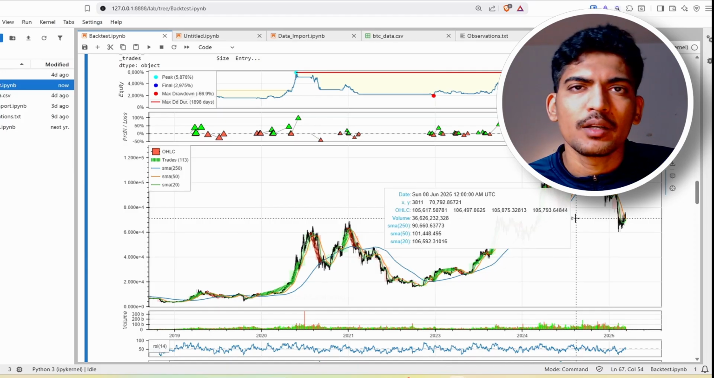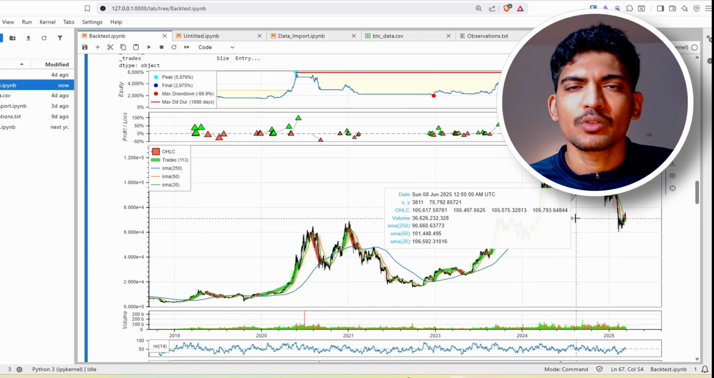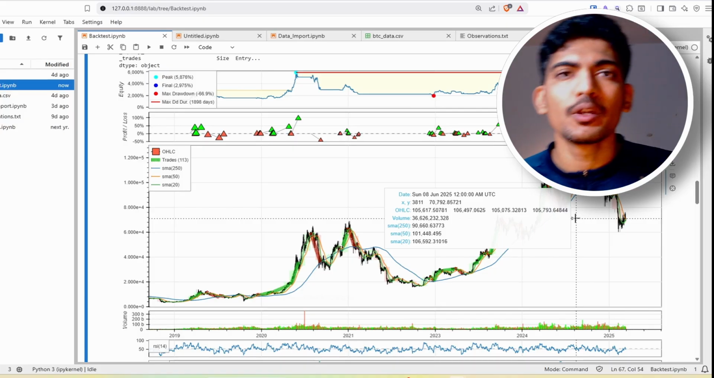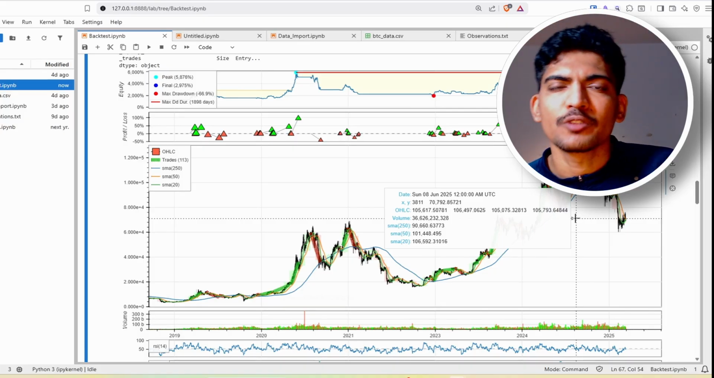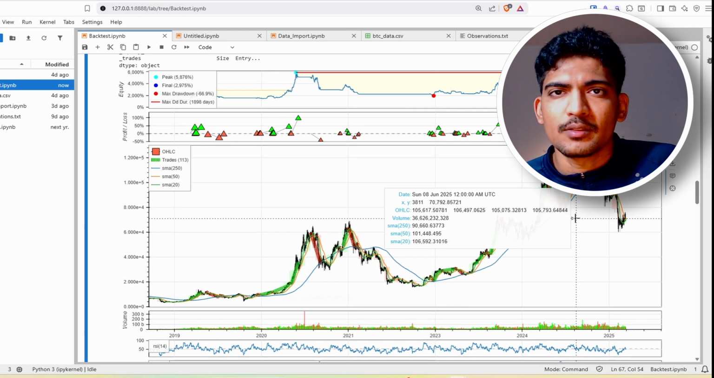So if you add a condition like 20 days SMA, there will be a lot of trades taking place, because 20 days SMA moves pretty frequently compared to 50 days or 250 days SMA. So there are a lot of trading calls which are done near 20 days SMA, which I don't want.